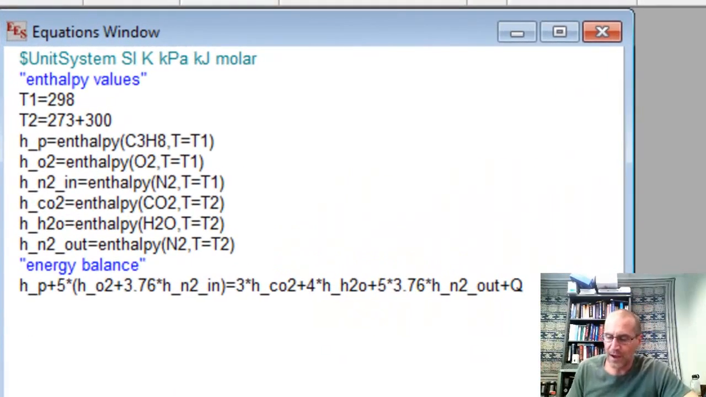Okay. So here I have my problem in EES, and this is actually the previous problem I did. I'm not doing the adiabatic flame temperature first. I have T1, which was my input, which was 298 Kelvin. I have my unit system in Kelvin. And then my output was at 300.